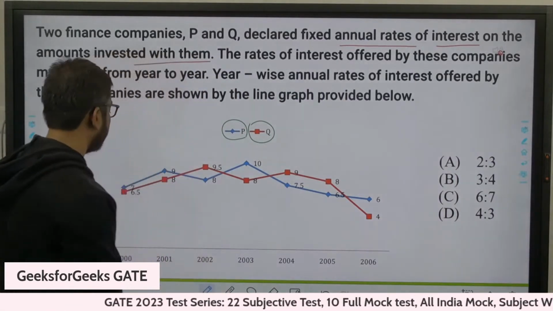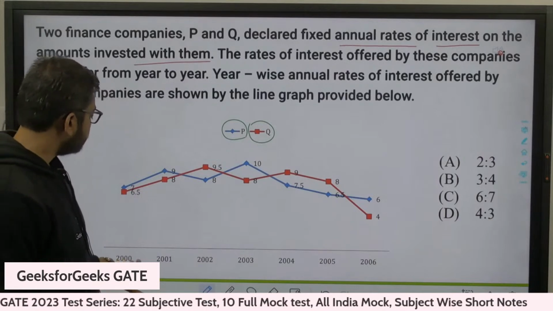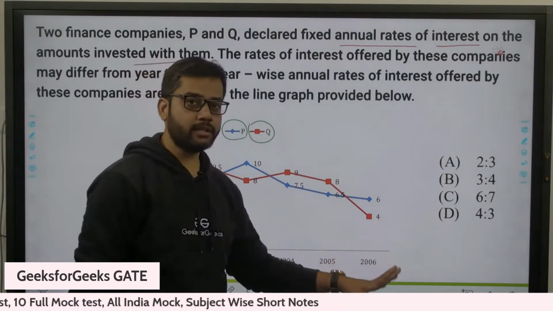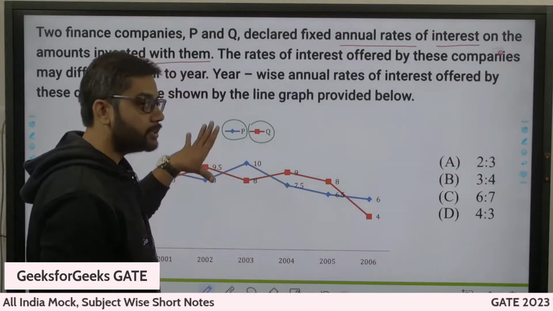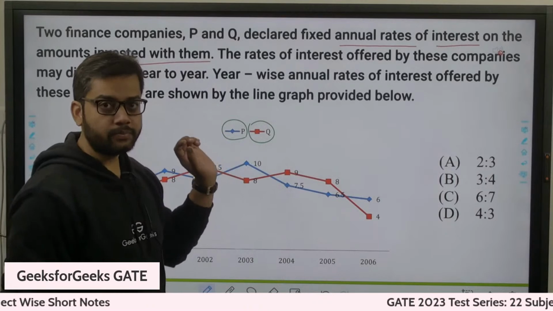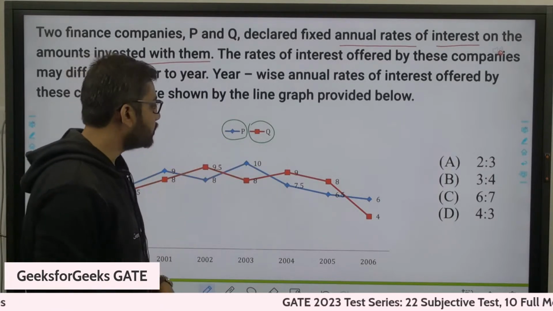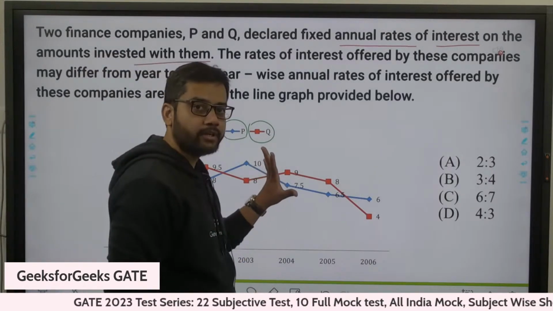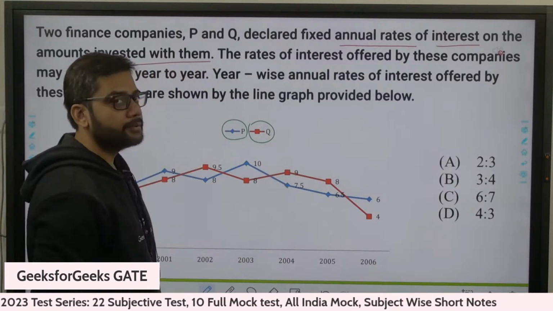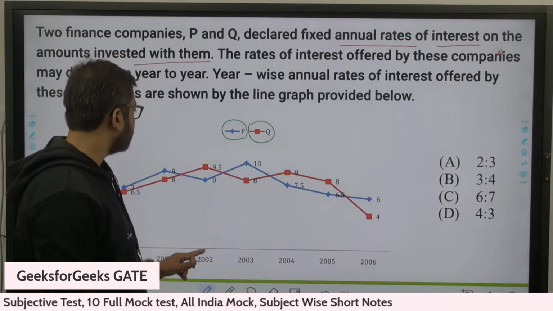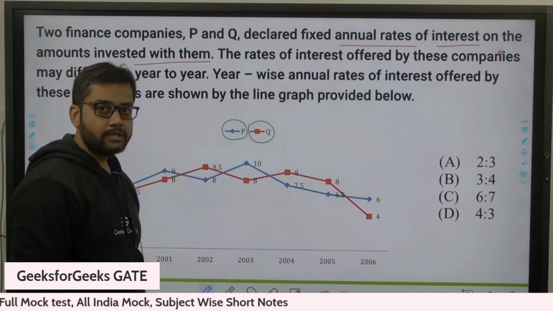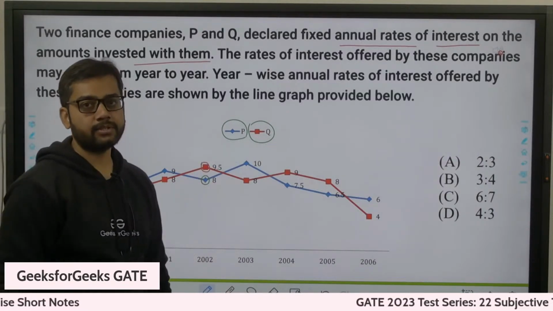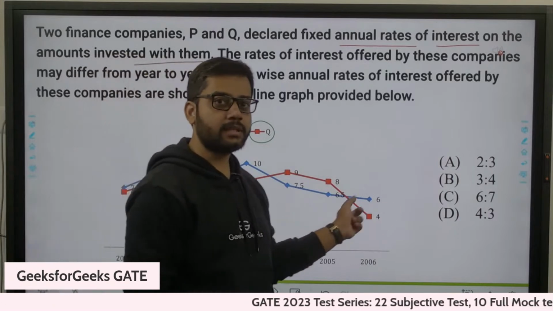Year-wise annual rates of interest offered by these companies are shown in the line graph. Okay, so this is our line graph. This is year 2000, 2001, 2, 3, 4, 5, 6. So this is basically 7-year data. To extract the data for P, we will follow the blue line. In 2004, the rate of interest of P is equal to 7.5. In 2002, the rate of interest of Q, follow the red dot, is 9.5. So you have to follow this dot or this dot to extract the information for a specific year.